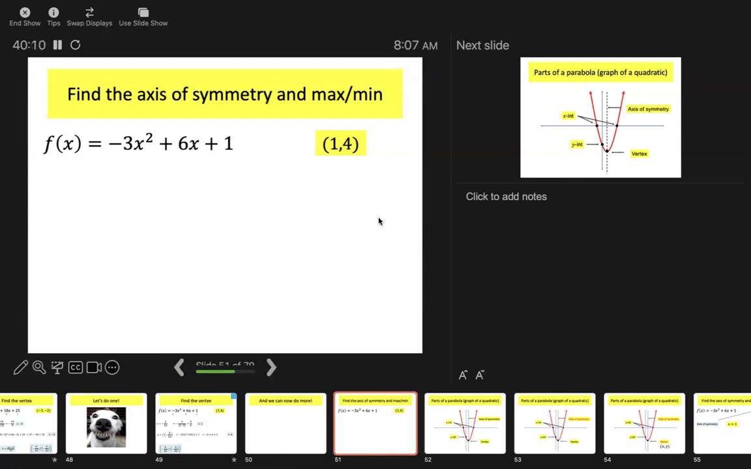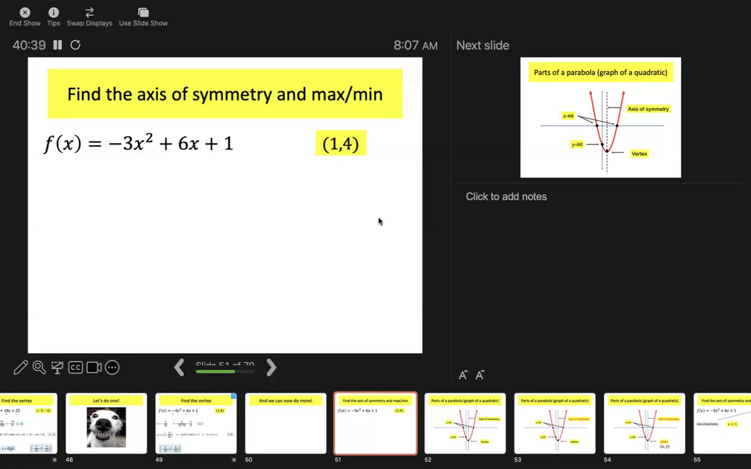max, and where does the max always occur? At the vertex. And what is the max, therefore? In other words, what's the highest number it goes to? It goes to 4. It's always the y value. The y value will be the min or the max. Where it occurs is at the x value. Does that make sense?